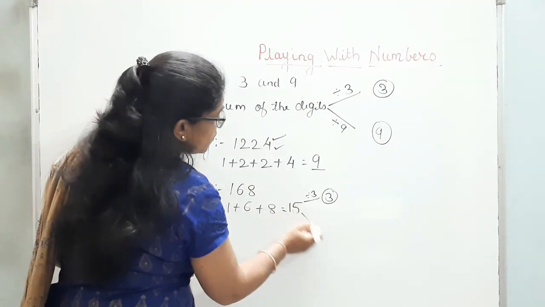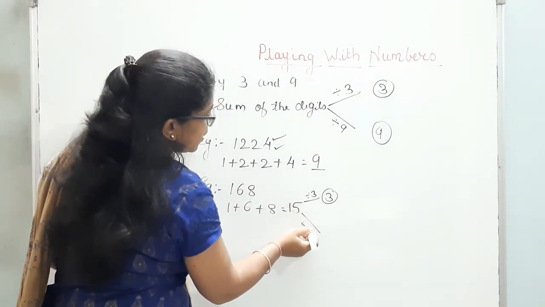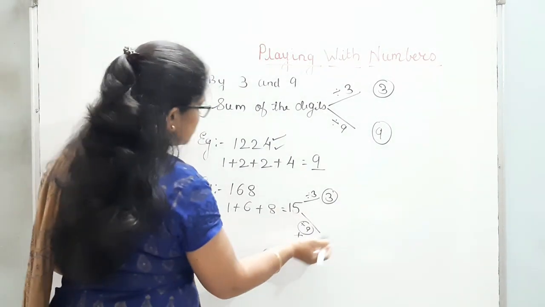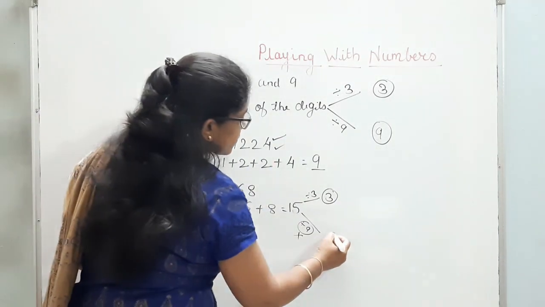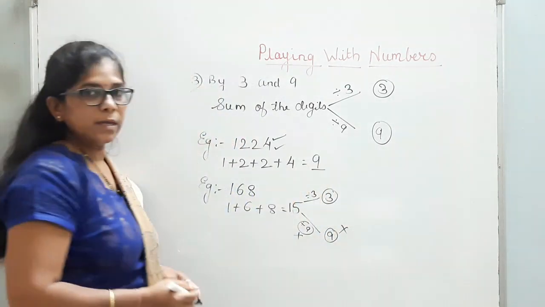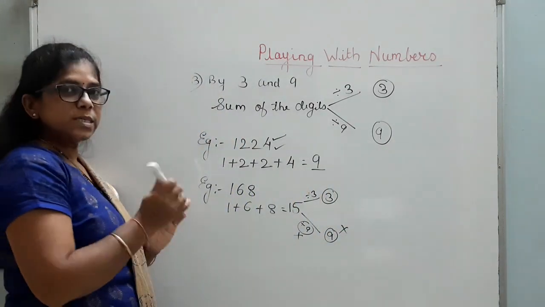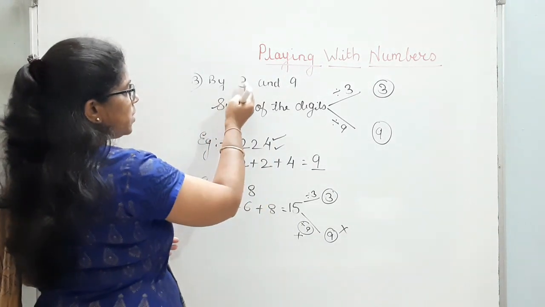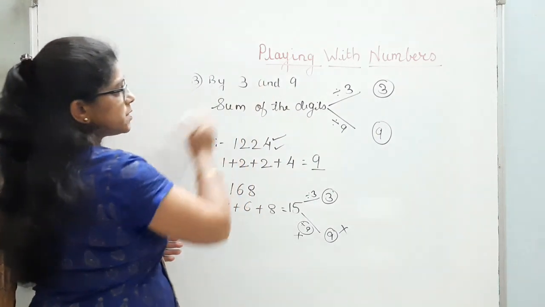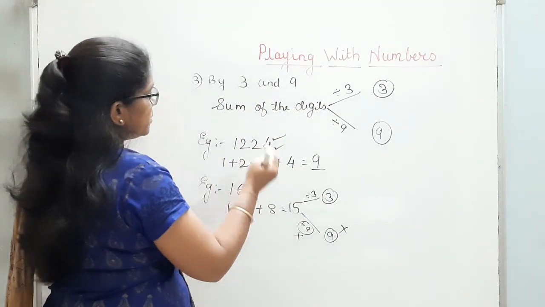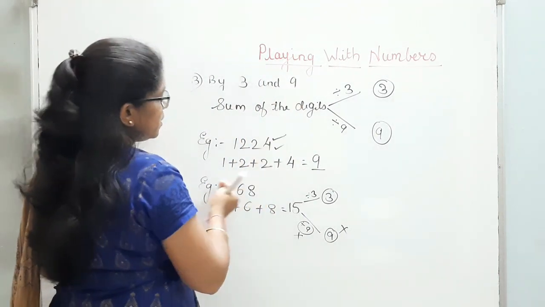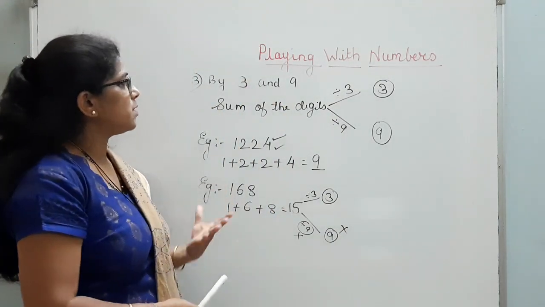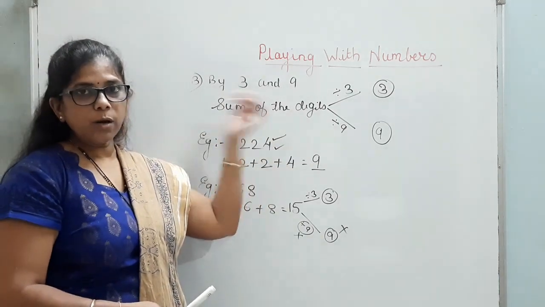But this 15 is not divisible by 9. This means 168 is not divisible by 9. So the rule is the same. Find the sum of the digits. If the sum of the digits is divisible by 3, then the complete number is divisible by 3. If the sum of the digits is divisible by 9, then the complete number is divisible by 9. So this is how we check whether the given number is divisible by 3 or 9.